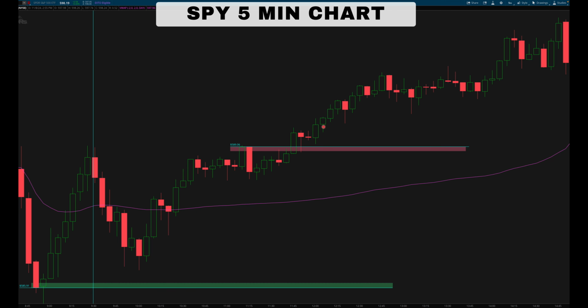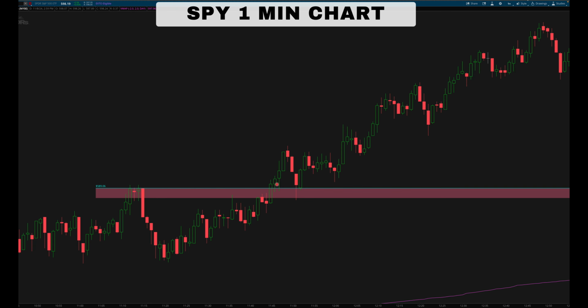And you may be surprised, but it did it again. If we go to the 1 minute chart, it broke through. This is where the entries would happen, right? It came down, tapped this zone, and it went up.